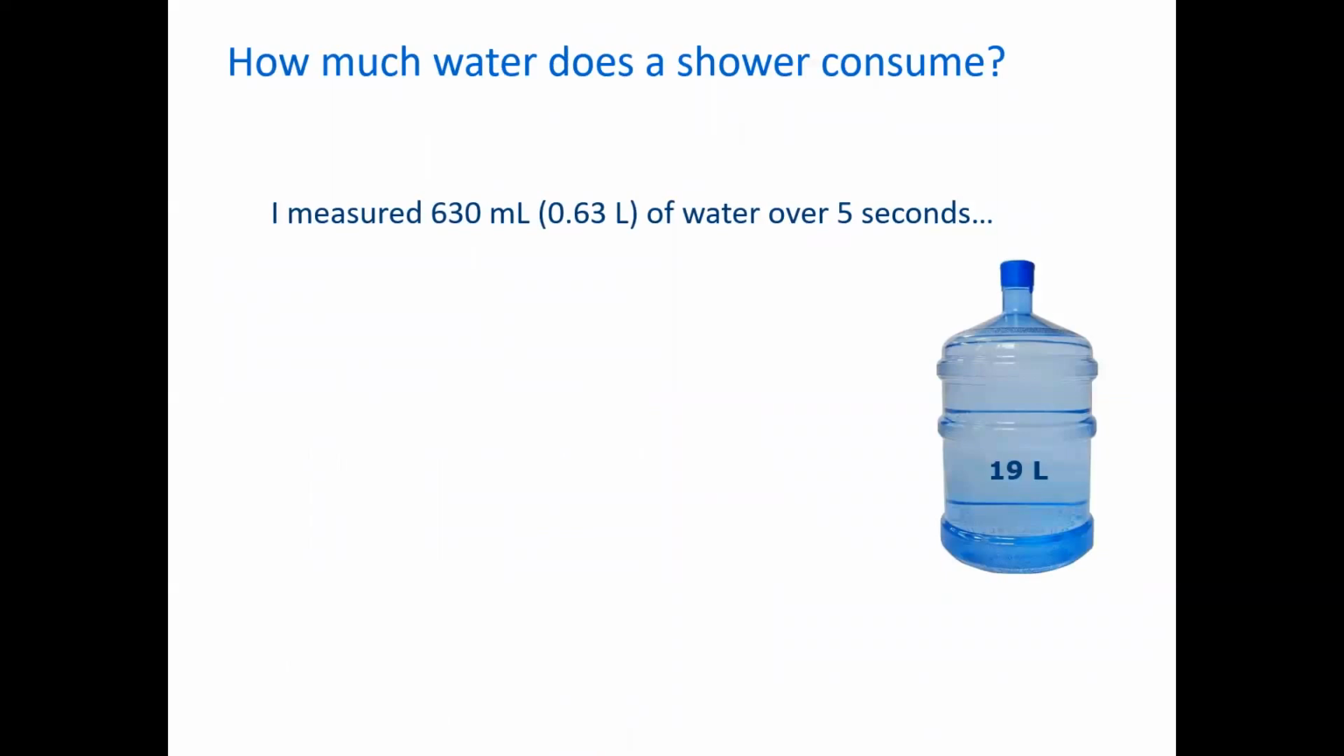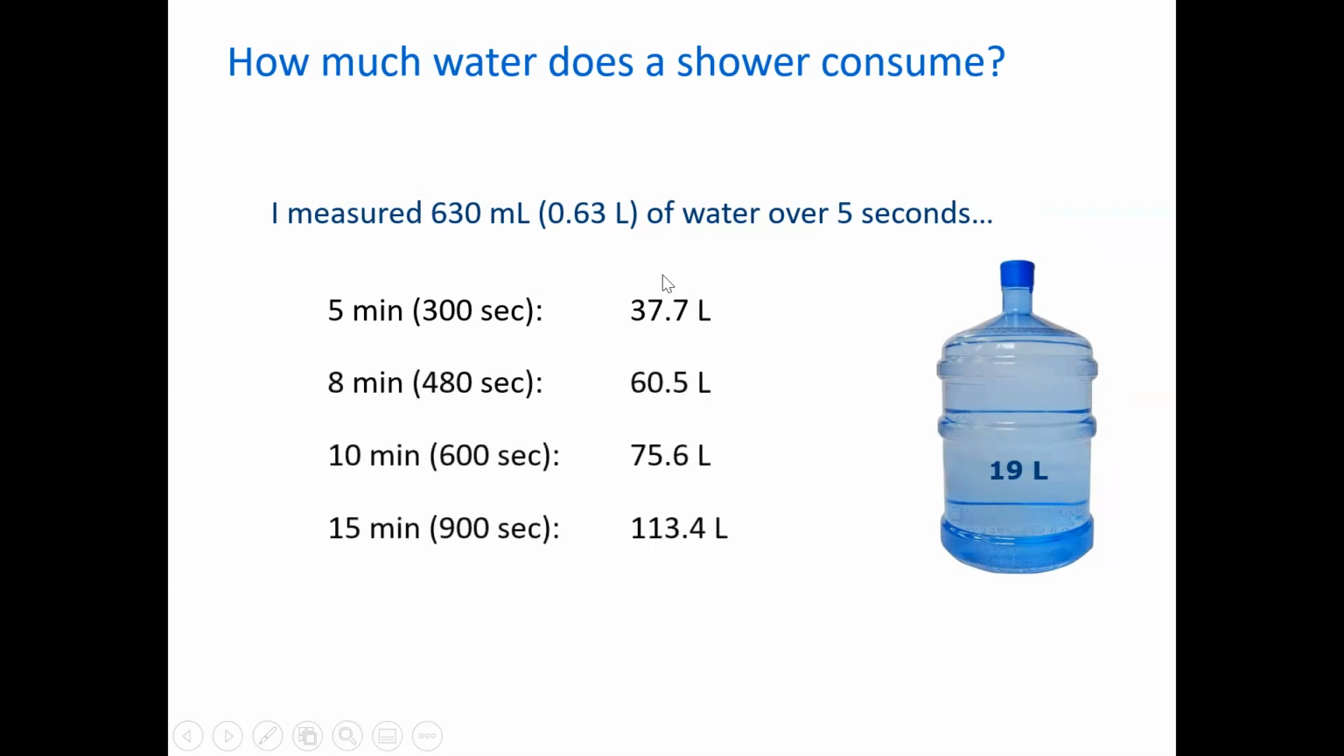Here's my information. Okay, I knew I had this somewhere. So I measured 630 milliliters of water, and I guess I measured for 5 seconds. I don't know how accurate I was with those 5 seconds. But if I had a 5-minute shower, that would be 38 liters, right? I don't know if I ever have a 5-minute shower. I'm usually in there a little bit longer, particularly in the winter. I kind of get stuck in there because it's nice and warm. But take a look at how much water you can consume if you go 8 minutes, 10 minutes, 15 minutes for a shower.